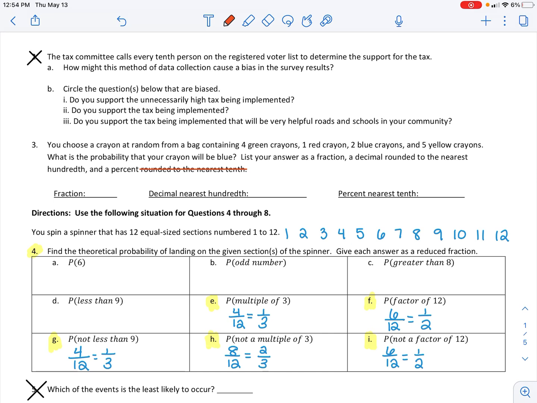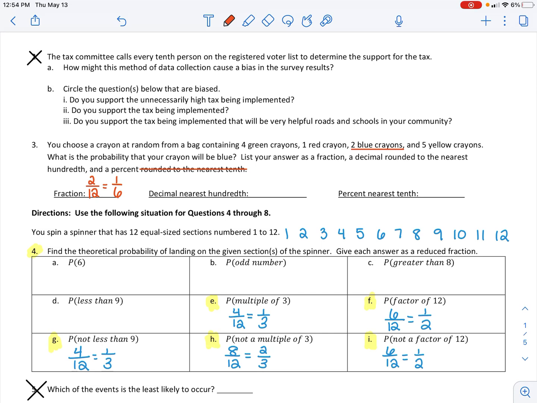Okay, so if I want a blue one, I know that there are 2 blue crayons out of all of my crayons. So I have 2. And then I also want to know how many crayons I have in total. So I have 4 plus 1 plus 2 and then plus 5, which gives me 12 crayons total. Okay, if I want to reduce that fraction, I'm going to get 1 over 6.